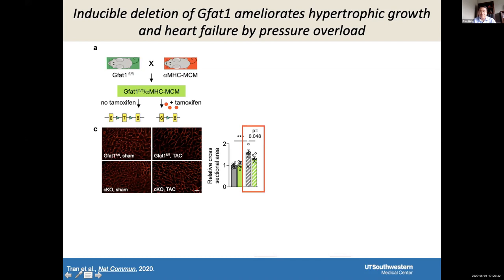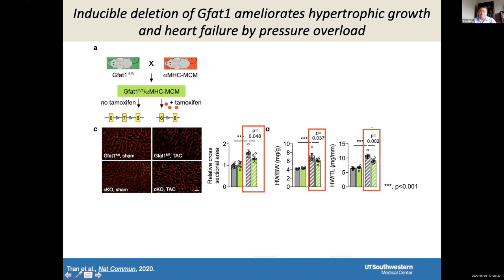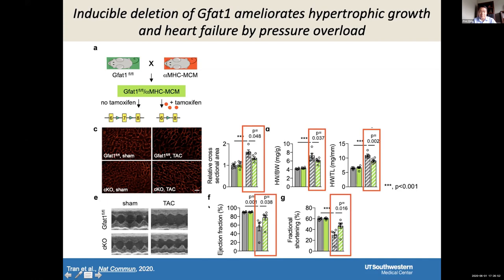decrease of cardiomyocyte size, a reduction of heart weight body weight ratio, heart weight tibial length ratio, and importantly, deletion of G5-1 from cardiomyocyte leading to improvement of the pathological cardiac remodeling as shown by enhancement of the cardiac function. So this gain and loss of function study suggests that HBP is indeed one of the driving forces of pathological cardiac remodeling. So next we went on to explore the underlying molecular mechanisms.